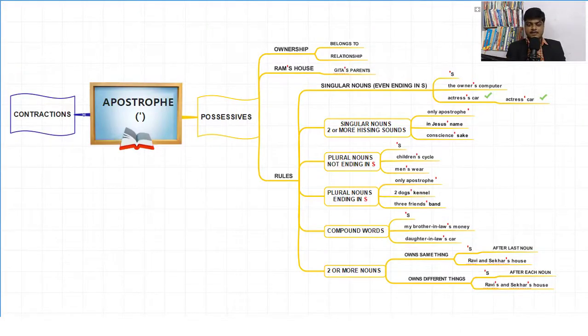Let's summarize. Apostrophe we use for two reasons. One is contraction, the other is possessives, which shows ownership, belongs to, or a relationship between someone or something. For example, Ram's house, Geeta's parents. And we have learned the rules to write possessives of nouns: just add apostrophe s to singular nouns, whether they end with s or not. Only an apostrophe for singular nouns with two or more hissing sounds. Apostrophe s for plural nouns not ending in s. Only an apostrophe for plural nouns ending in s. And for compound words and for words with two or more nouns, as we learned.